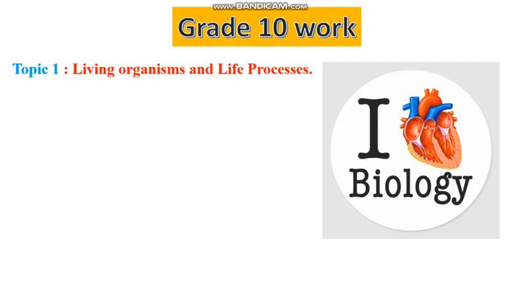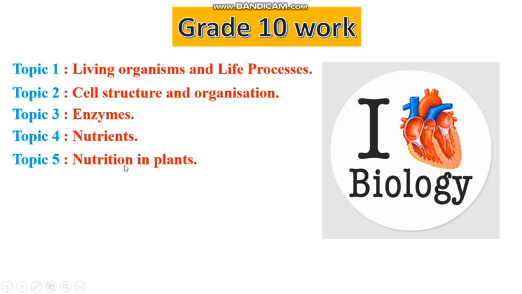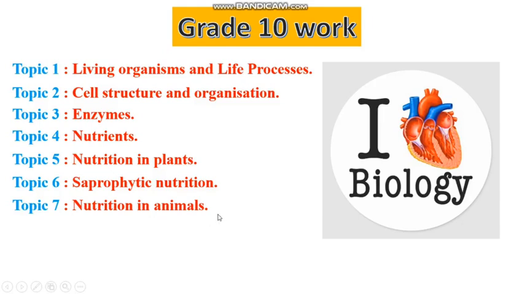Our first topic is living organisms and life processes. Our second topic is going to be cell structure and the organization. Our third topic is going to be enzymes. Our fourth topic is going to be nutrients. And our fifth topic is going to be nutrition in plants. And our sixth topic is going to be saprophytic nutrition. Our seventh topic is going to be nutrition in animals. And our eighth topic is going to be respiration. And our last topic is going to be health. So these are the topics that we are going to cover in grade 10 work.